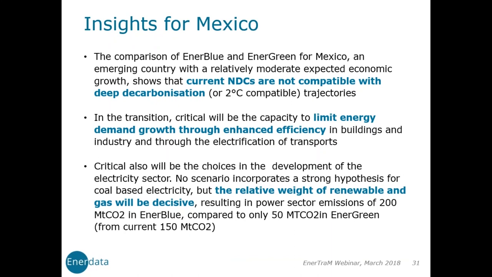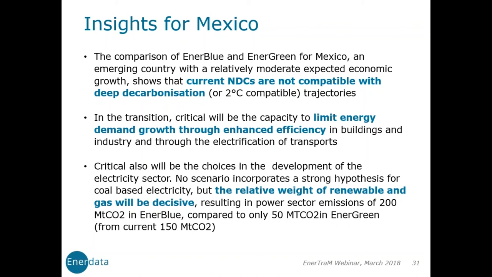What are the insights from Mexico? The comparison of EnerBlue and EnerGreen shows that Mexico is an emerging country with a relatively moderate expected economic growth. But it shows that the current NDCs are not compatible with deep decarbonization. And these are not 2-degree compatible. And only EnerGreen type scenarios would be indeed compatible in the long term.